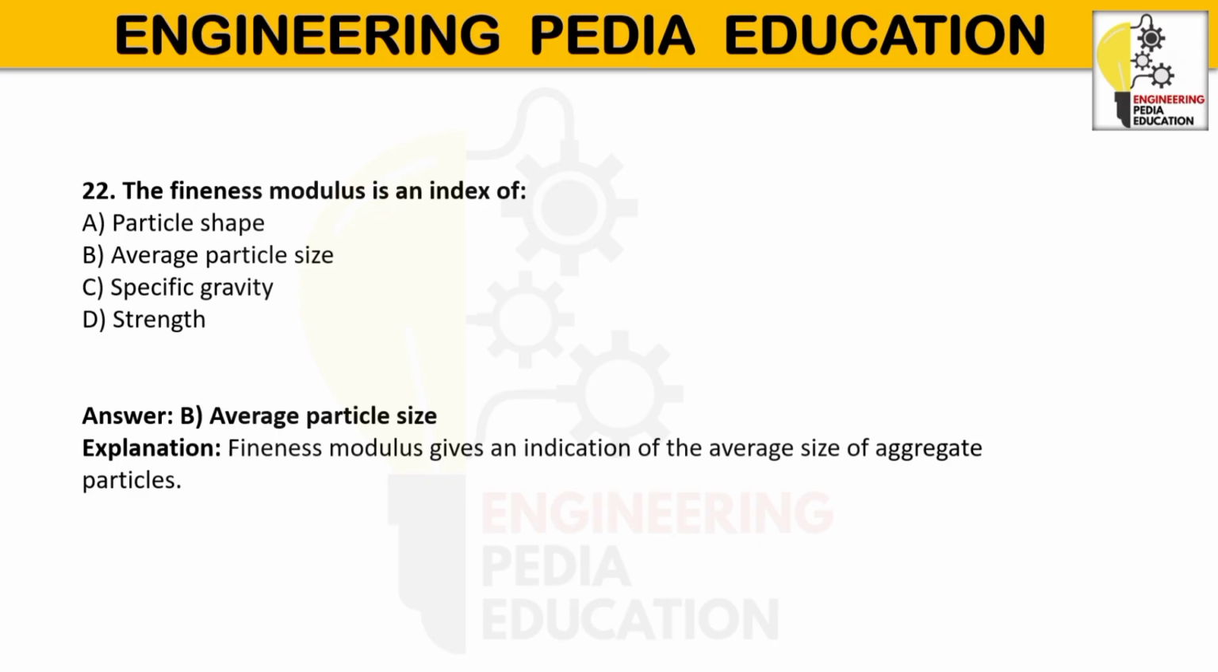Sieves used are 4.75 mm, 2.36 mm, 1.18 mm, 600 microns, 300 microns, 150 microns. And the typical values: for fine sand 2.2 to 2.6, medium 2.6 to 2.9, and for coarse 2.9 to 3.2.